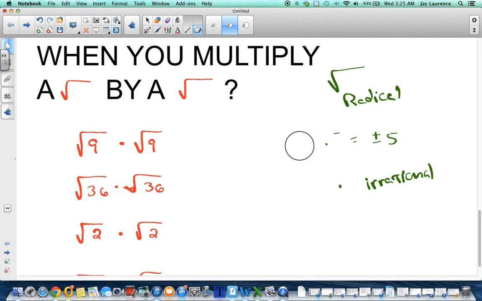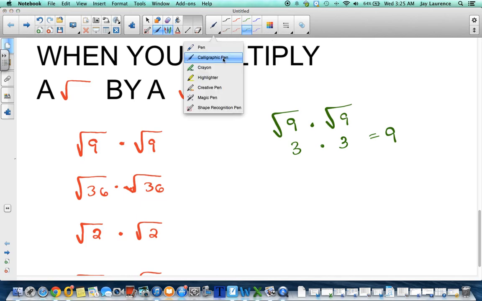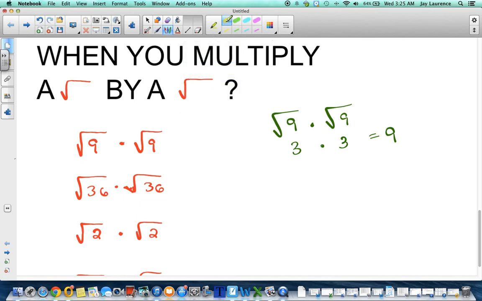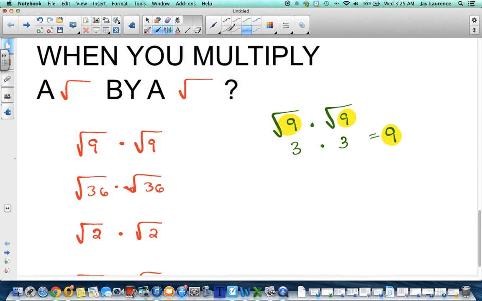But what happens when you multiply a radical times a radical? Well, let's check it out here with something easy. I've got rad 9 times rad 9. Okay? Well, some of you could go, hey, this is 3 and this is 3, and so therefore the answer must be 9. Well, that's interesting, isn't it? I mean, if you look, you had the rad of 9 times the rad of 9, and you just ended up with 9. Huh.